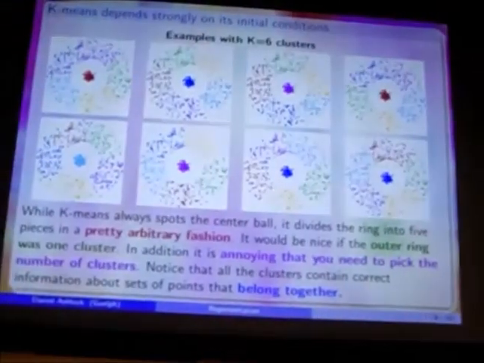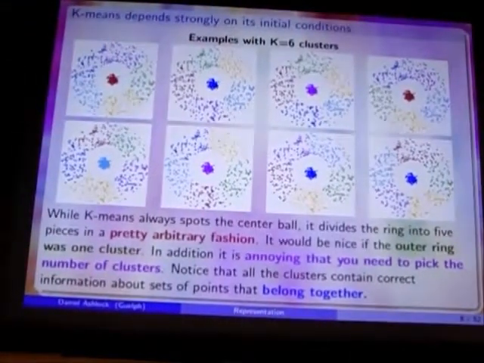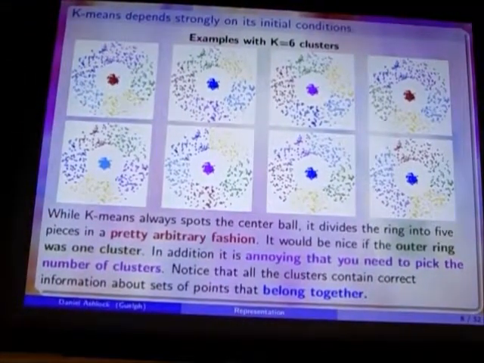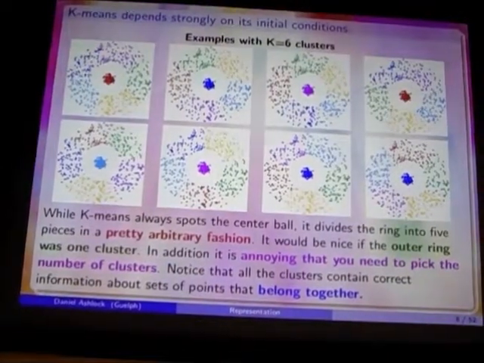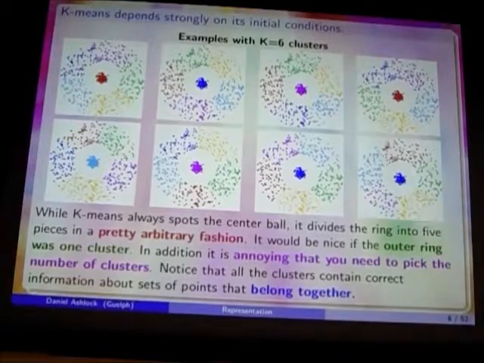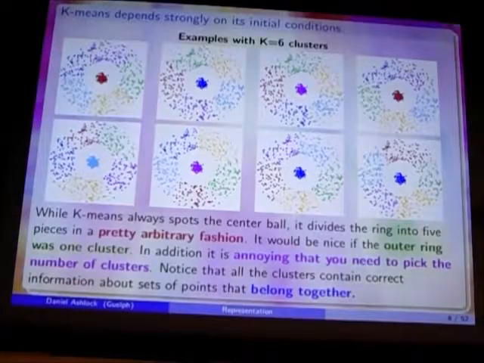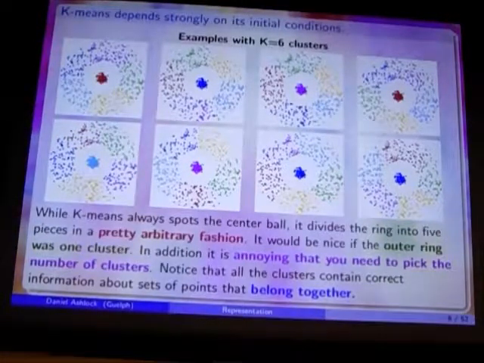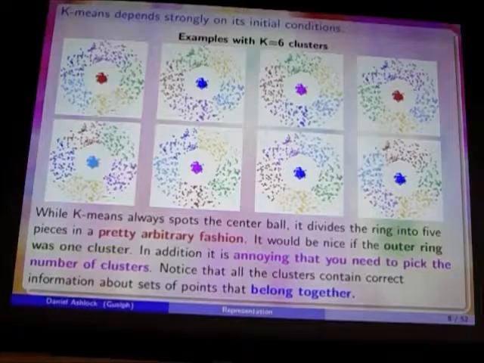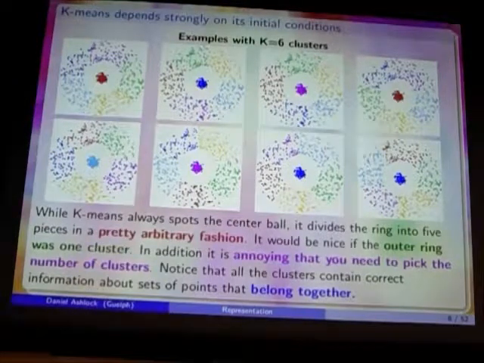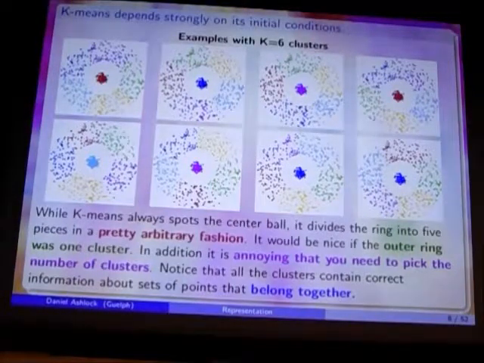Okay, so here's an example of data that's not really all that k-means friendly, the donut and donut hole data set. And when you do k-means clustering on this, it pretty much always discovers the central donut hole, but then it takes the donut and breaks it, since I asked for 6 clusters, into 5 pieces in a very arbitrary fashion. And it really depends on where the initial cluster centers were. That's what breaks up the donut.